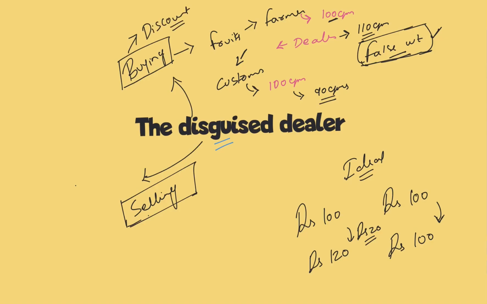He gets it at a lesser price than the actual, a discounted price from the farmer. That is again a buying disguise. And we'll see one more type of selling disguise, which is a markup. He marks it up over the cost price, which again becomes part of his disguise. So first, let us start with the basics of false weight. How can a disguised dealer use a false weight to his advantage and make a profit out of it?